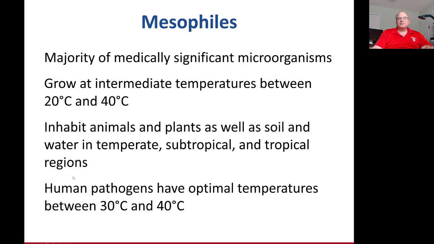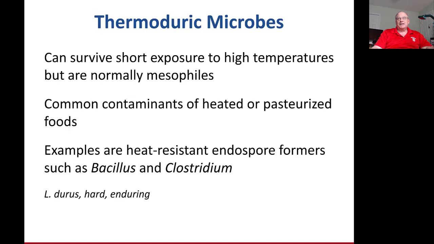Mesophiles, the majority of medically significant ones, grow within the range of 20 to 40 degrees C, and we look at 37 degrees as our optimum, our body temperature. So we worry about these, and they inhabit animals and plants and soil in temperate areas, subtropical and tropical regions, which is all just common sense. Mesophiles is just a vocabulary word for the middle.